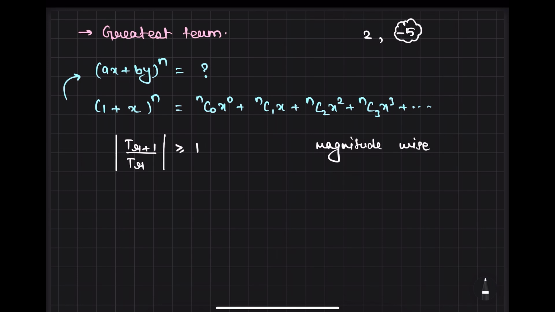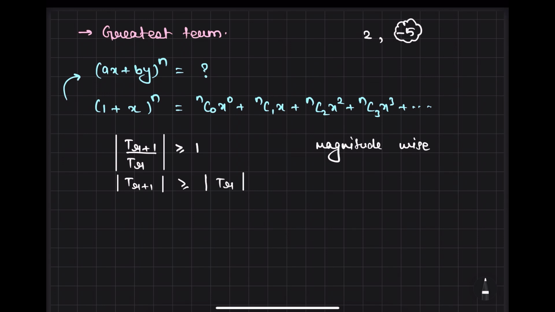Now I want to multiply both sides by mod of Tr. Will you allow me to do so? Yes, because mod of Tr is a positive number, and multiplying the inequality by a positive thing doesn't affect the sign of the inequality, correct?